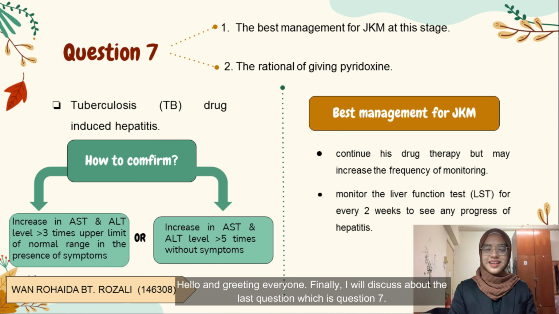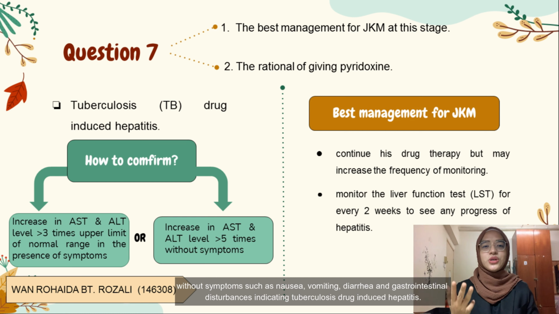Hello and greetings everyone. Finally, I will discuss the last question, which is question 7. This question is asking about the best management for JKM at this stage and the rationale of giving pyridoxine to him. Based on the statement, JKM's liver enzymes AST and ALT levels were elevated 5-fold from baseline value without symptoms such as nausea, vomiting, diarrhea, and gastrointestinal disturbance, indicating tuberculosis drug-induced hepatitis.